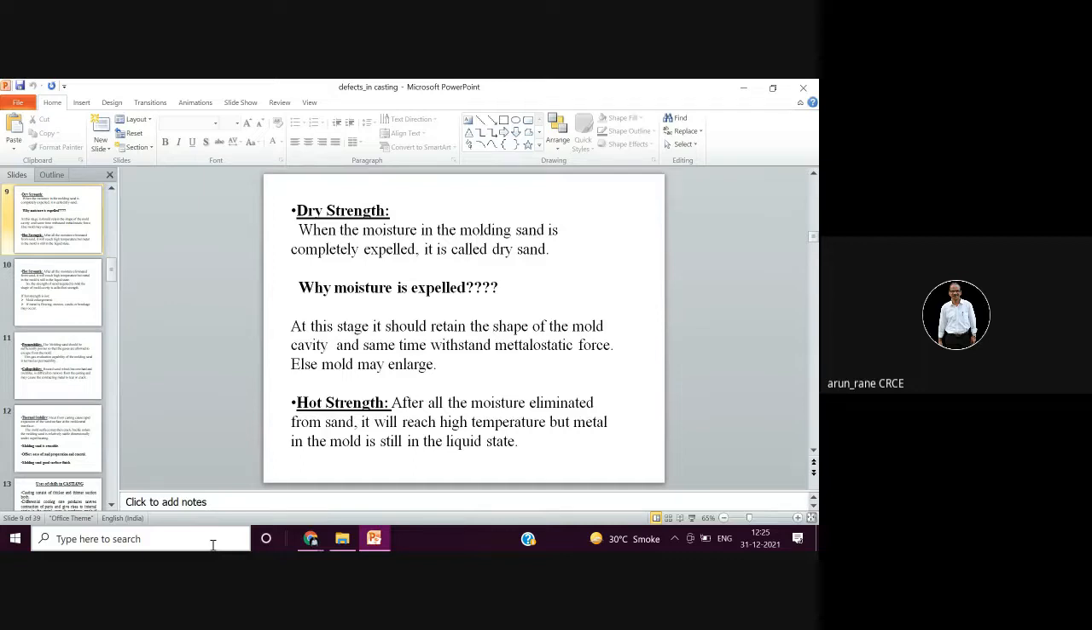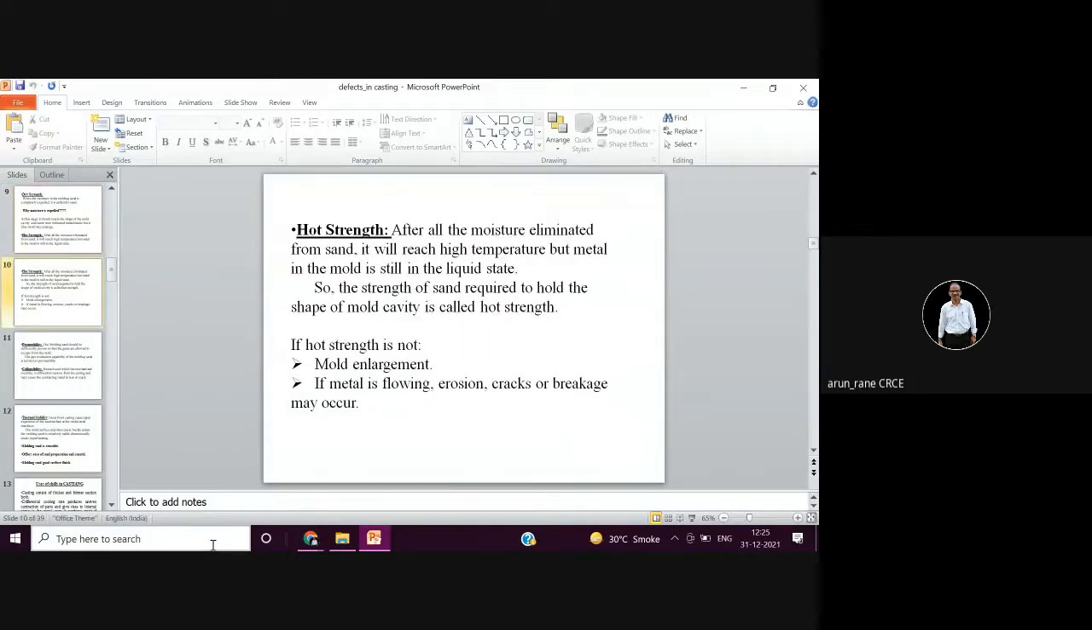So what does hot strength mean? After all the moisture is eliminated from the sand, it will reach a high temperature, but the metal is still in the liquid condition. So the strength of the sand required to hold the shape of the mold cavity is called hot strength.